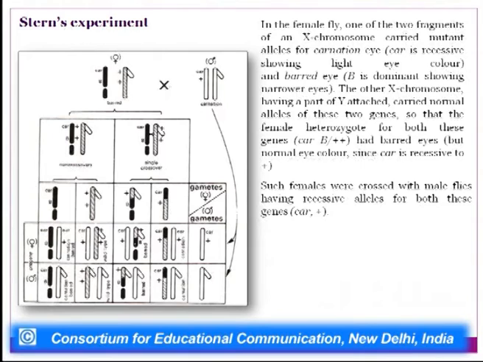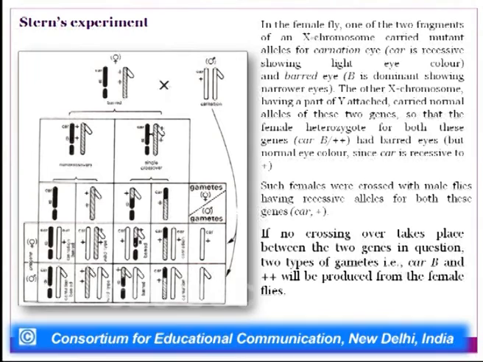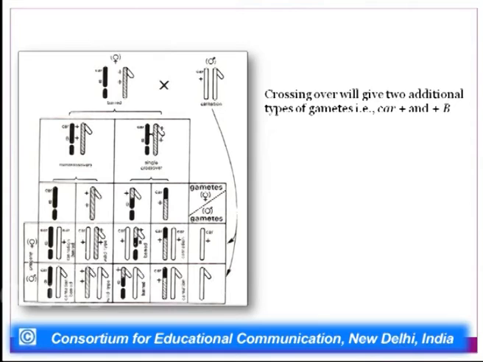If no crossing over takes place between the two genes in question, two types of gametes, that is carnation and capital B, and plus plus, will be produced from the female fly. So if both the X chromosomes are segregating independently and there is no crossing over occurring, the gametes produced will be car and B, located on one chromosome, and plus, which is located on the other, carrying that Y chromosome part also. So there is no crossover, and these two gametes will be formed.